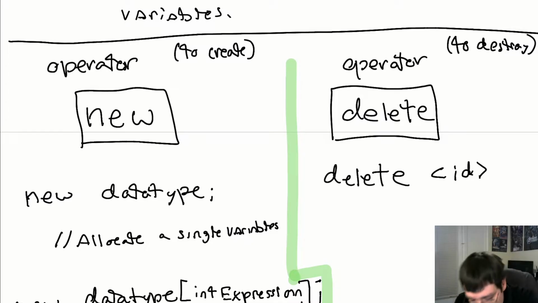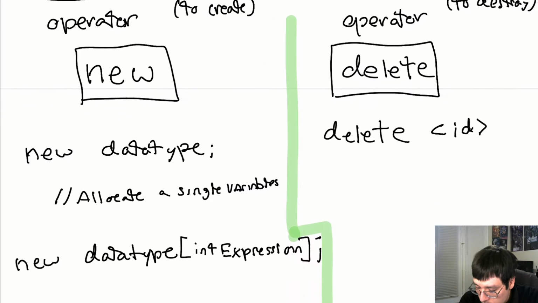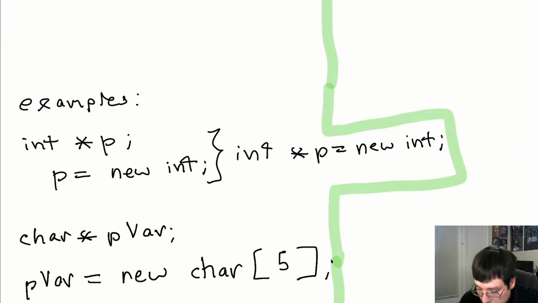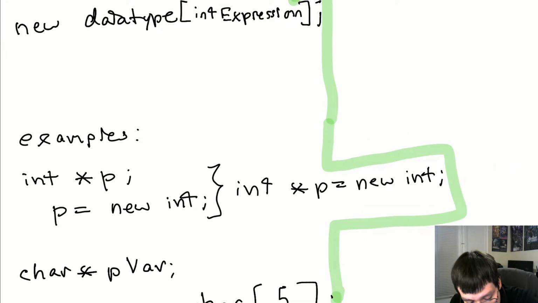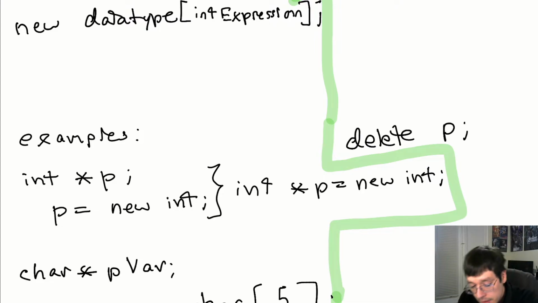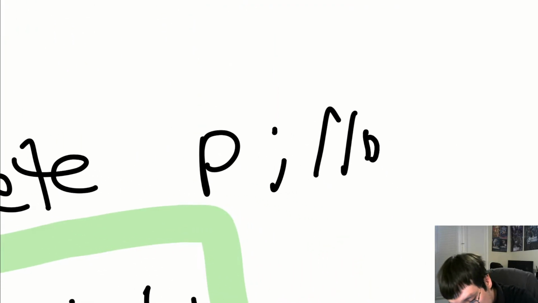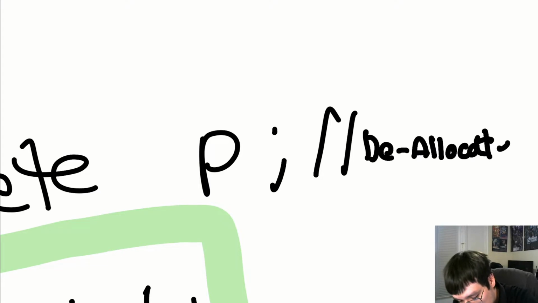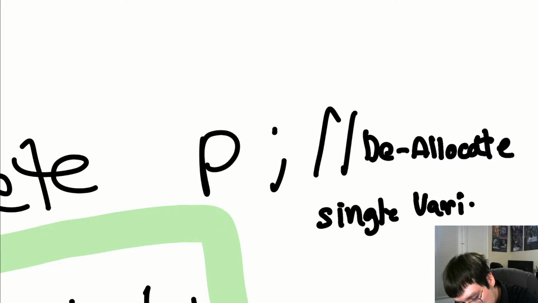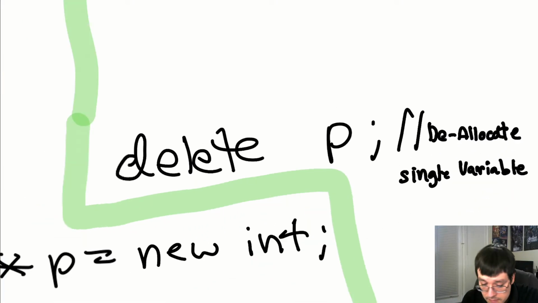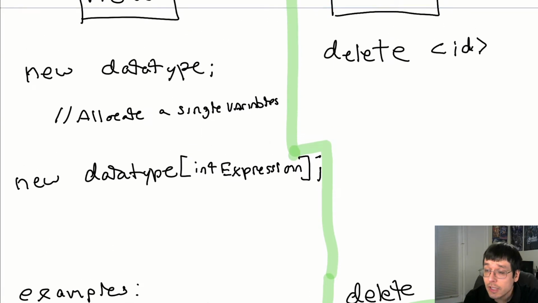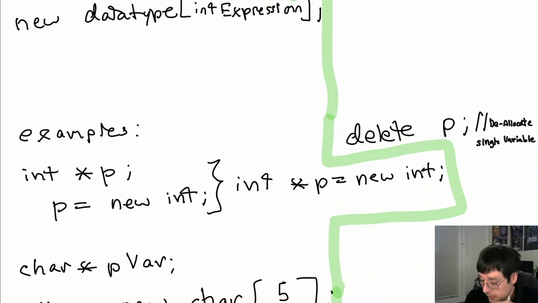Okay? So an example of that: let's say we were trying to deallocate our p here. What you would do is you would simply say delete p. And what that is doing is deallocating a single variable. Okay? So that's what's happening right there. It's deallocating a single variable.